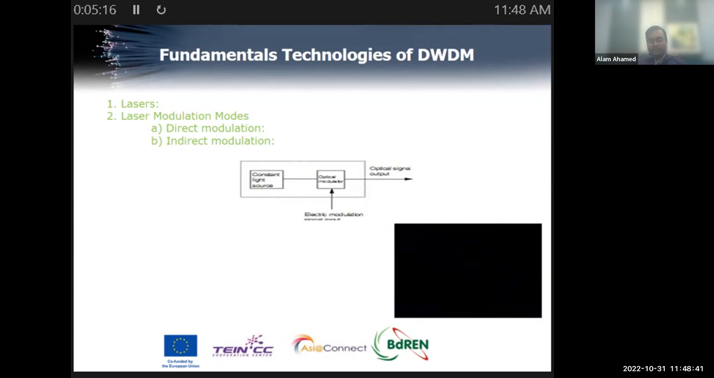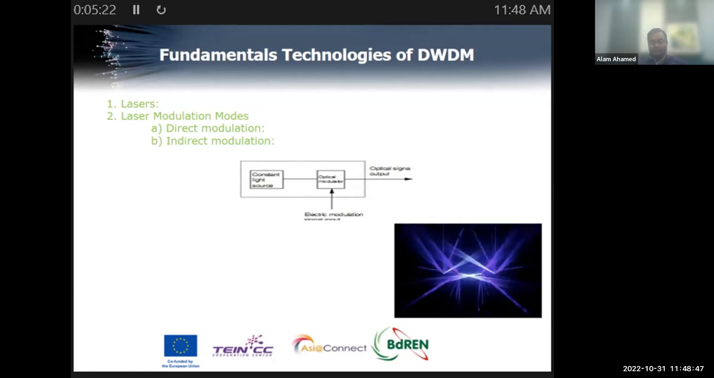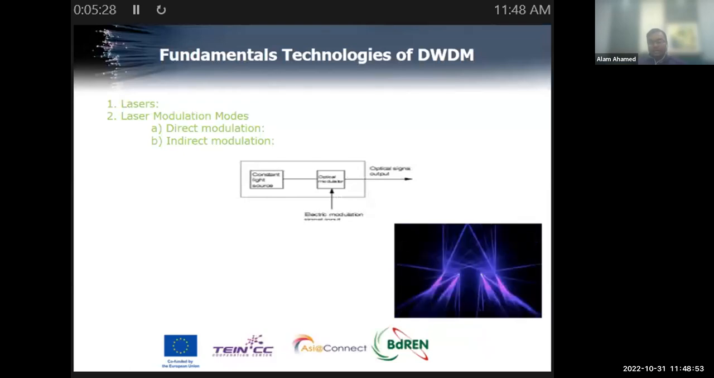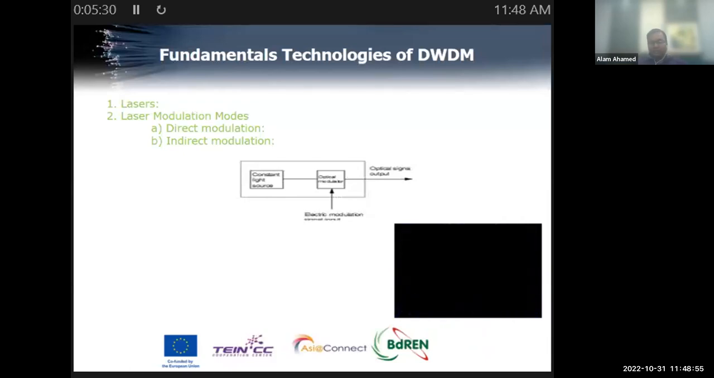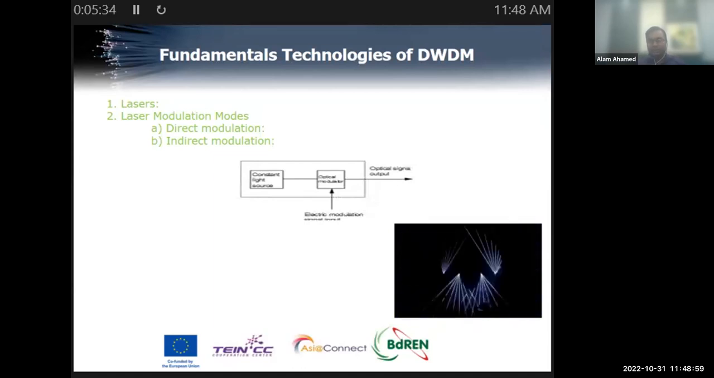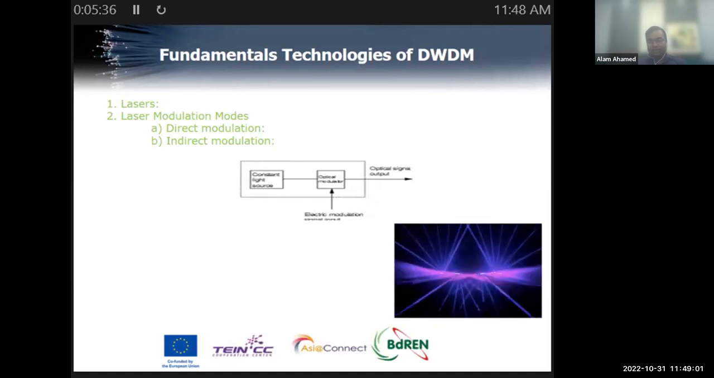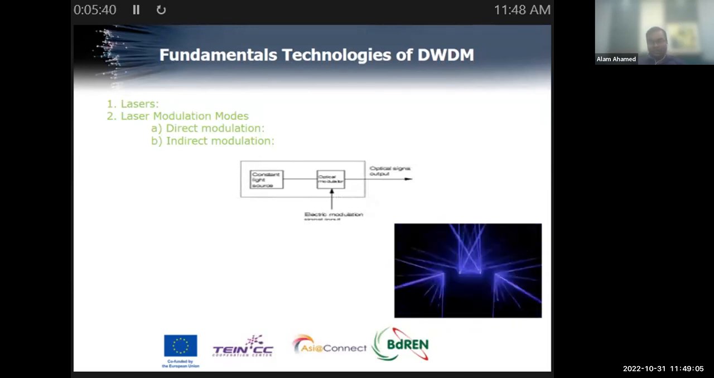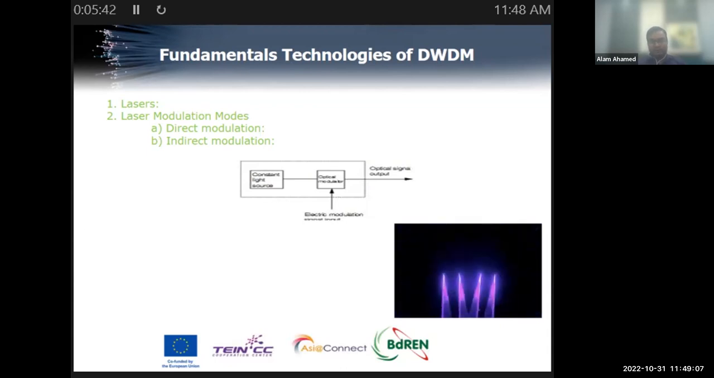At present, lasers used in DWDM systems are semiconductor lasers, LD. Laser modulation modes: optical fiber communication systems extensively employ intensity modulation with direct detection. There are two types of intensity modulation of laser, direct modulation and indirect modulation.